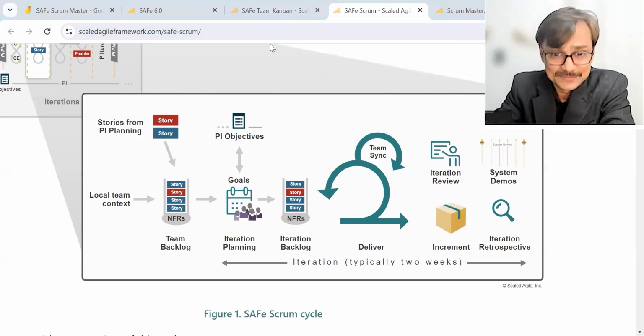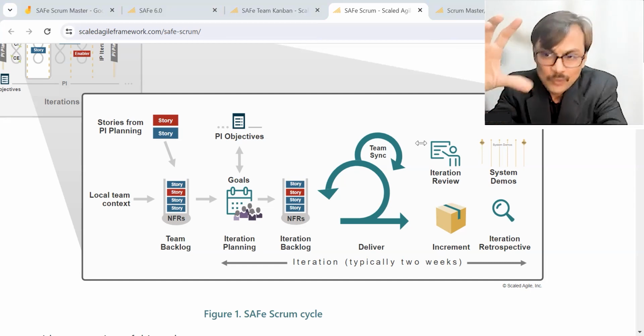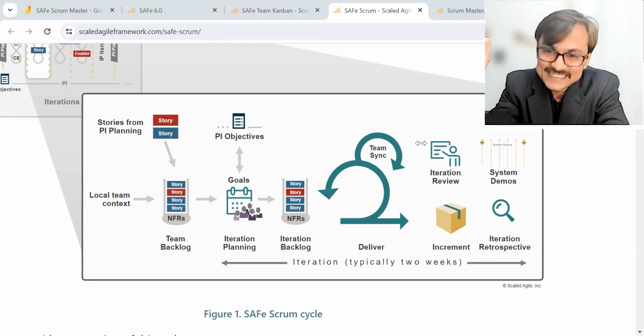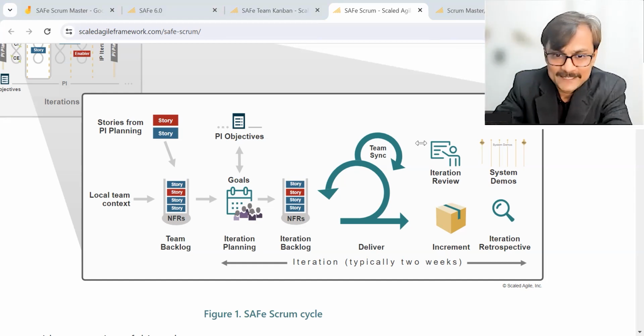Hopefully you are getting some idea. I know Scaled Agile has a detailed program called Safe Scrum Master, and some of you might want to do that at some point in time. But the objective is that you get a little feeling for what this whole thing is about. Good. Let's move forward then.